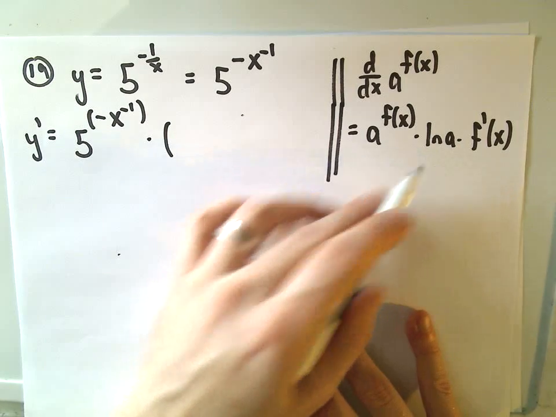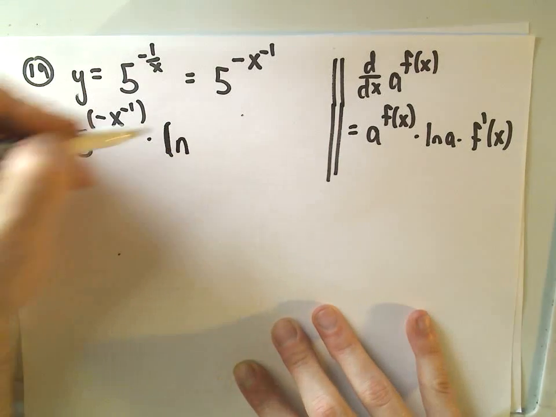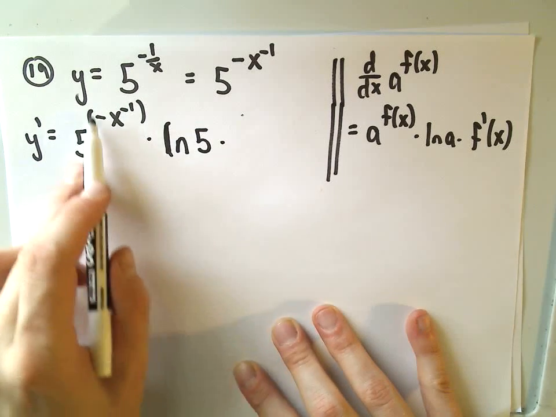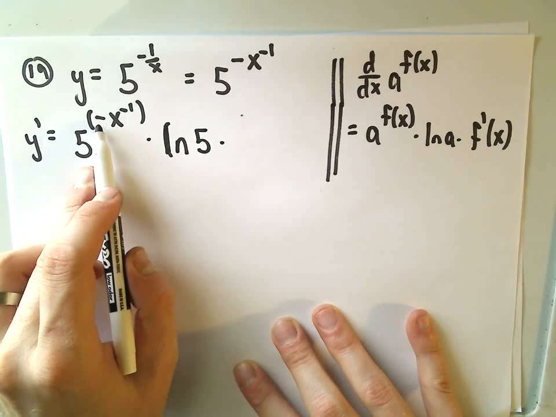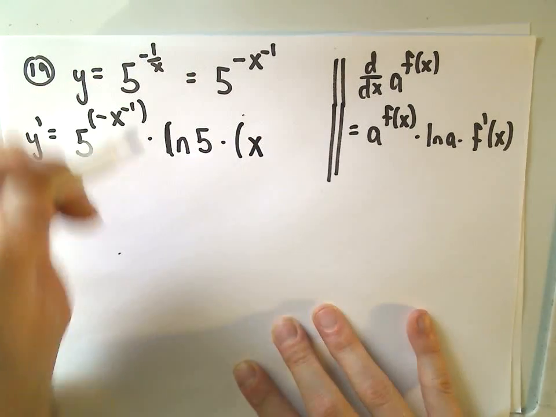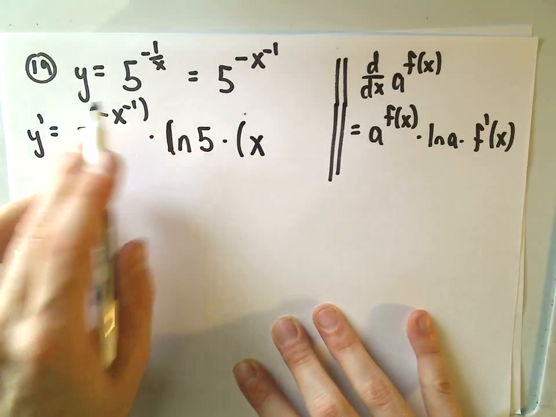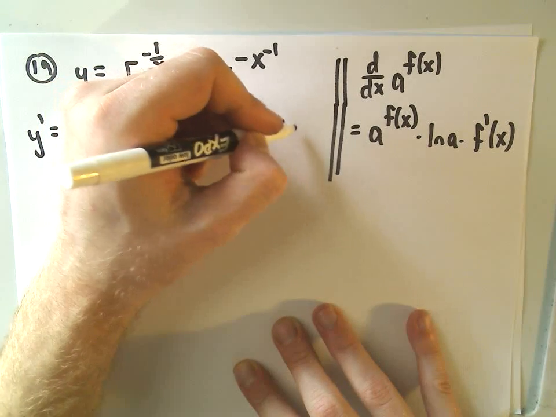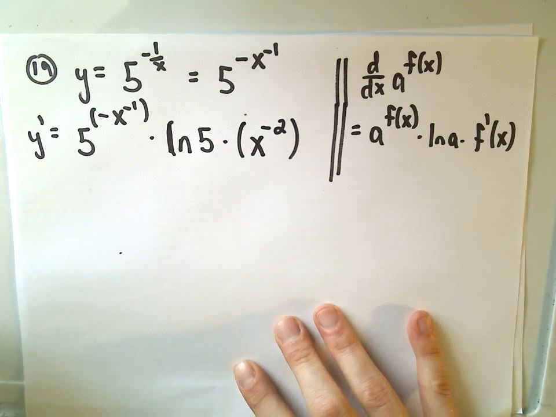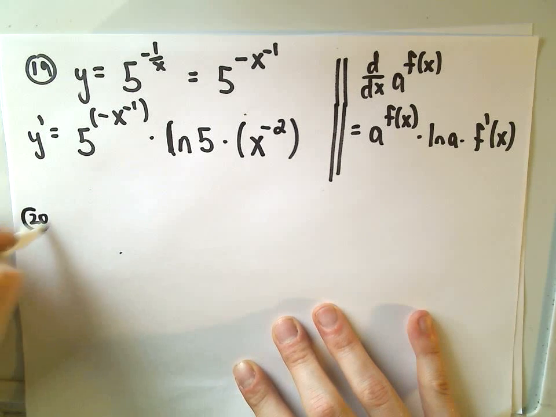Okay, so I wrote my natural logarithm first, so let me go ahead and stick my natural logarithm of my base in there, times 5. And then we have to multiply by the derivative of the exponent. So negative 1 would come out front, multiply by the negative 1, that would make a positive 1. So we'd have positive 1x, subtract 1 from the exponent, so we would get x to the negative 2nd power. And that would be our derivative in this case.